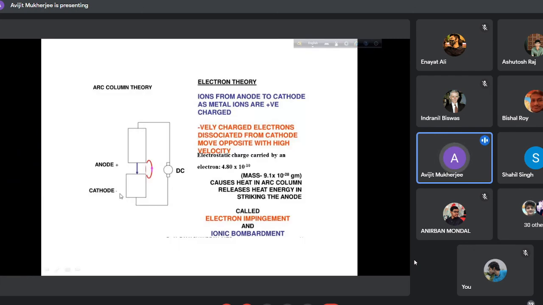Sorry, this is the anode, right? When electrons are liberated, they are striking here, and as electrons carry some electrostatic charge, two-thirds of the heat will be generated here, not at the cathode. So this will be a high heat area. Two-thirds will be generated here, and as only ions are colliding, ionic bombardment, only one-third will be generated. Just reverse. Sorry.